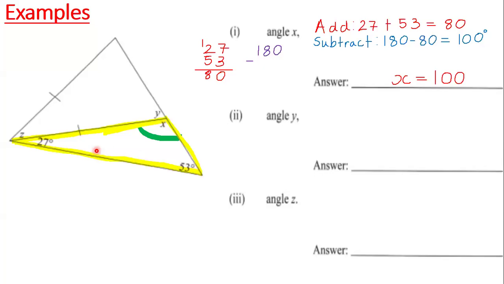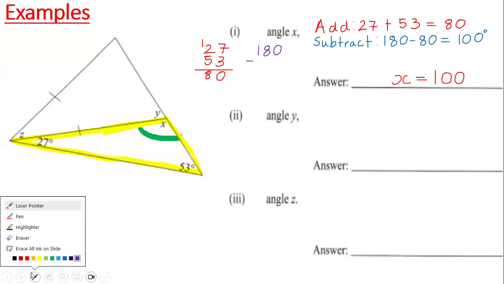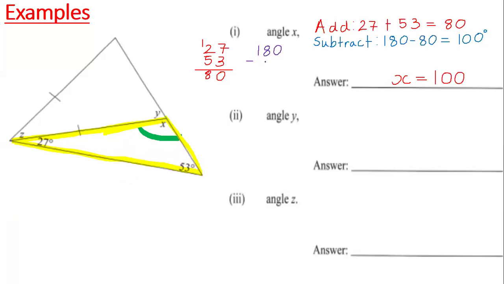And so we have to add these two first, then subtract from 180 to get X, because 100 plus 27 plus 53 is 180, and we want that because the sum of the 3 angles is 180. Does that make sense? Yes, sir. Good. So we have 180 minus 80. 0 minus 0 is 0. 8 minus 8 is 0. And 1 minus 0 is 1. And so that means that the answer is 100 degrees.